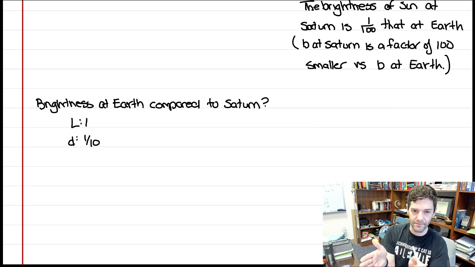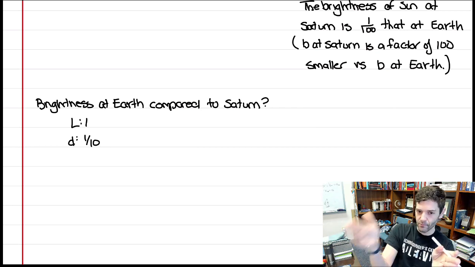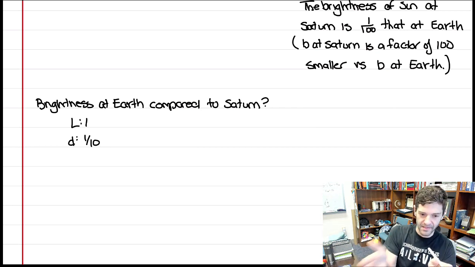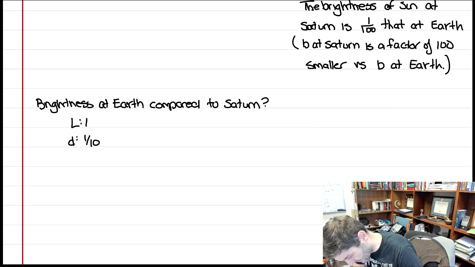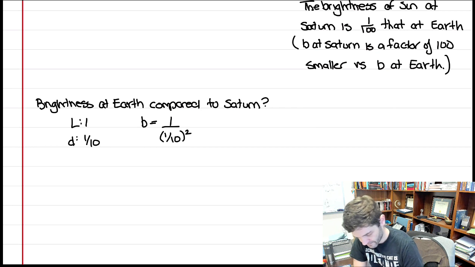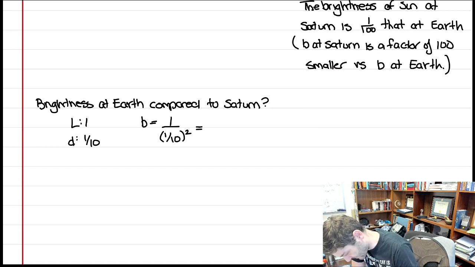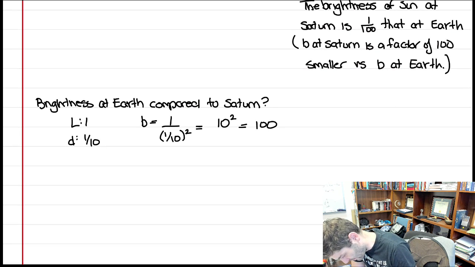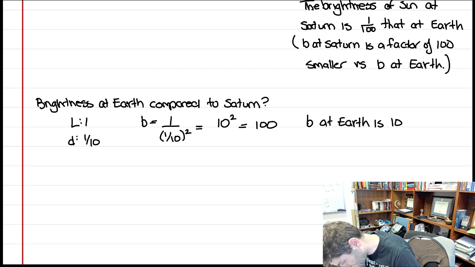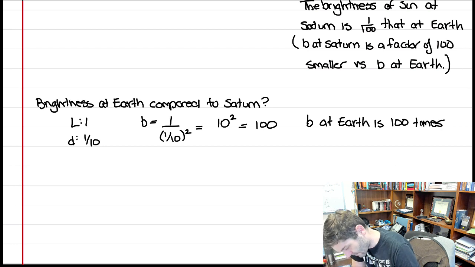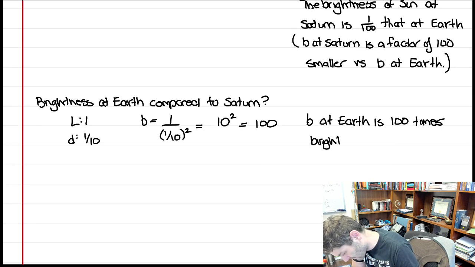If you're confused with where the factors are coming from, if I say 10 is going to 1, then what do I have to multiply 10 by in order to get 1/10, right? So it's a factor of 1/10. So then in this case, the brightness is 1 divided by 1/10 squared. You have a fraction of fractions. That's the same thing as 10 squared, which is the same thing as 100. So then the brightness at Earth is 100 times brighter versus B at Saturn.